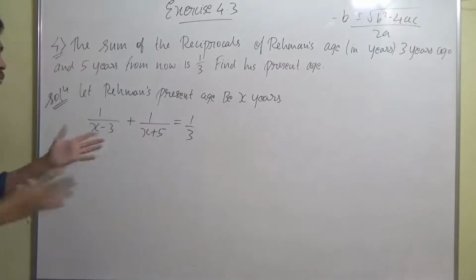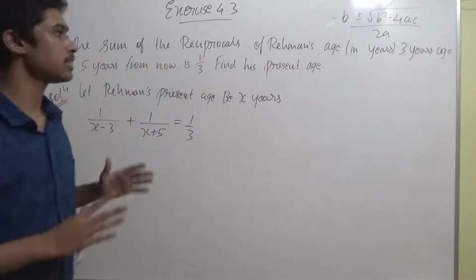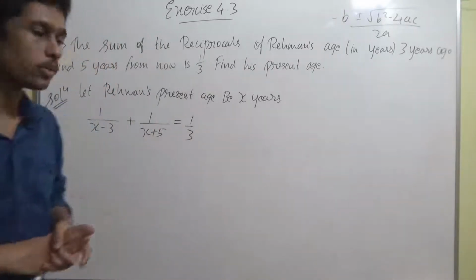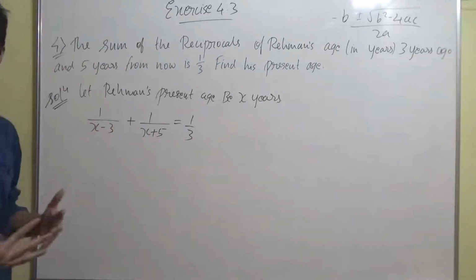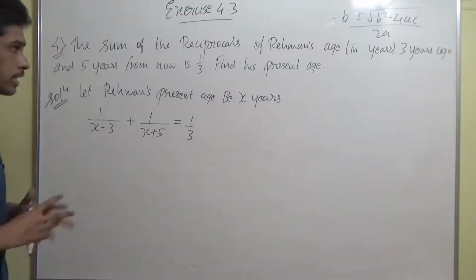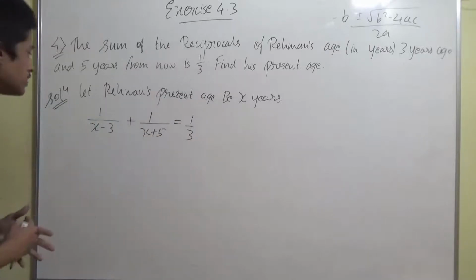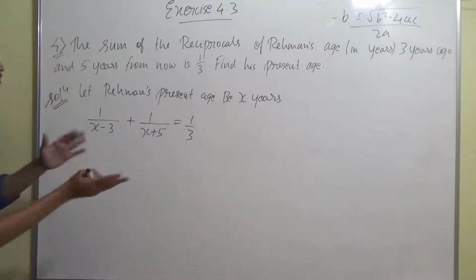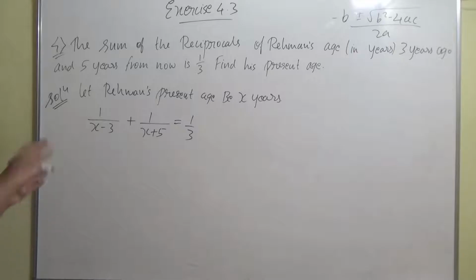Find his present age. Now we have nothing more to find guys, they have just given a statement, we formulated it into the equation. Now we have to bring it in the standard form of quadratic equation and then just apply the quadratic formula and find the answer. That's it guys, as simple as that. It's same as the last third question. The last third question second part, it's the same as that one.